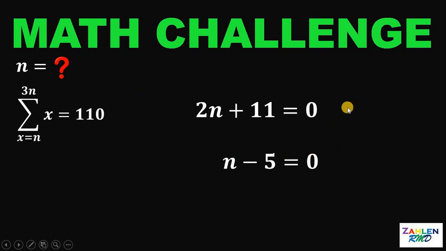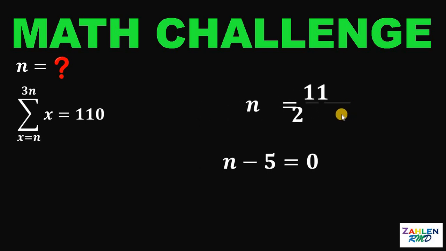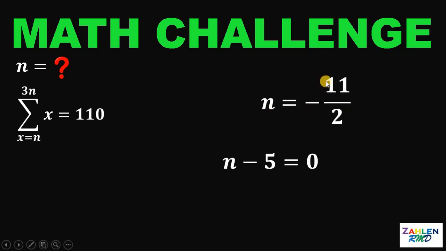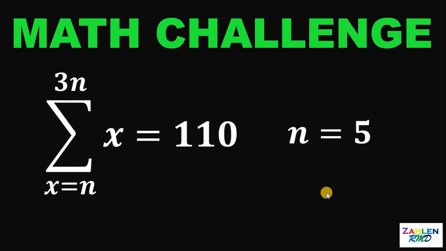Now using the first equation, we can find the value of n. Now if we do that, we get that the value of n must be negative 11 over 2. Now using the second equation, we get that the value of n must be 5. Now take note that this n must be an integer. Therefore, we have the answer of n equals 5.